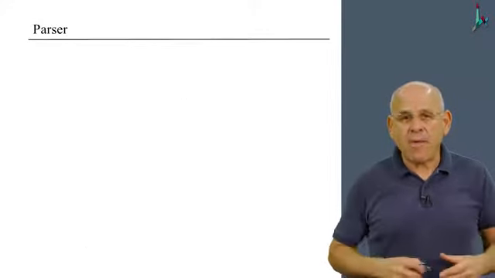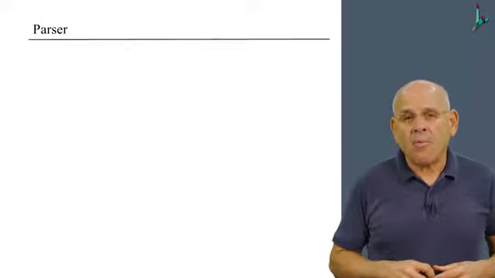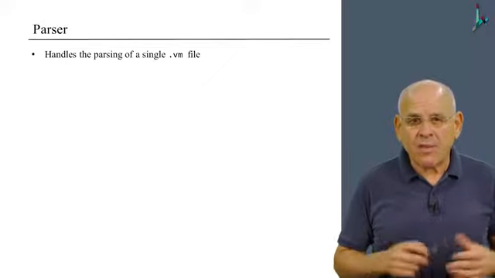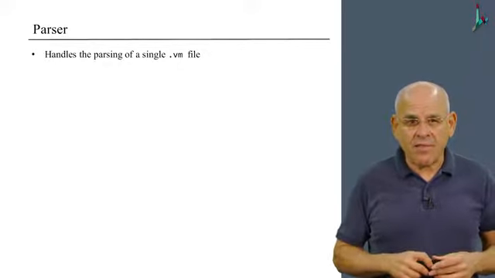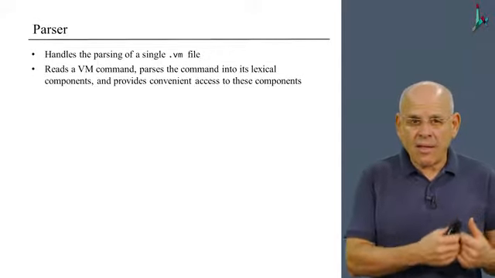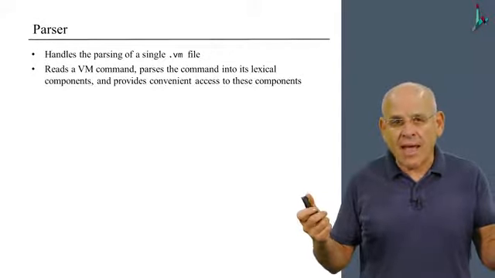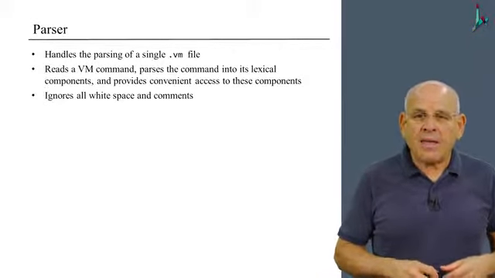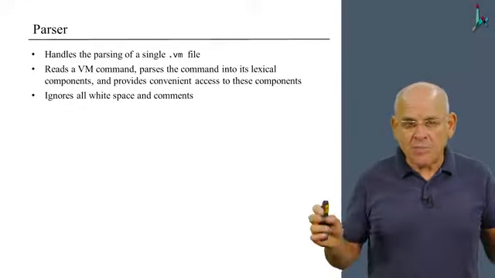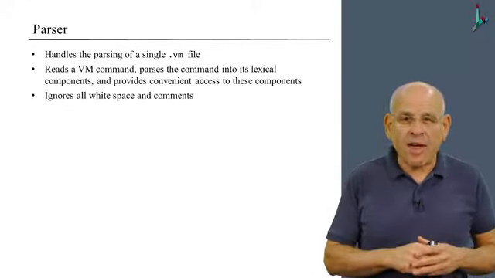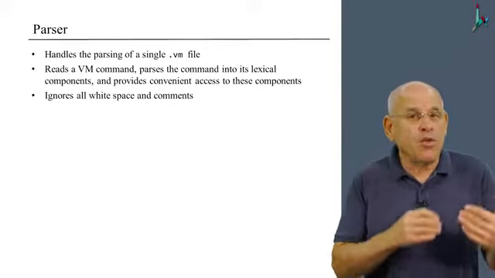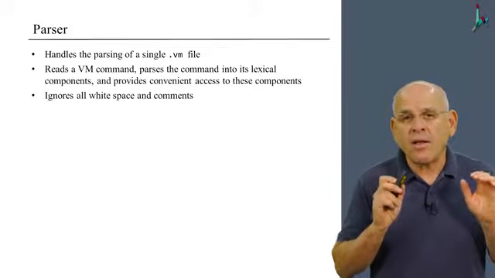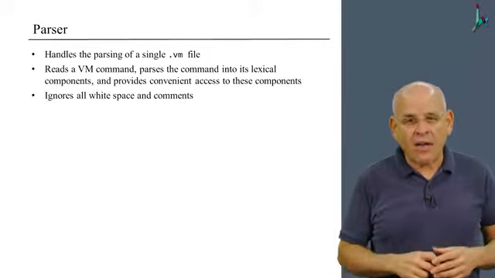All right, so here's the API of the two remaining modules, the parser and the code writer. The parser, once again, handles the parsing of a single VM file. It reads a VM command, it breaks it into its individual elements, and it passes this information to the code writer. And in the process, it also removes all the white space and the comments from the source file. So it doesn't really remove them, it simply ignores them. It goes over the white space and focuses only on the real essence of the file, which are the commands themselves.